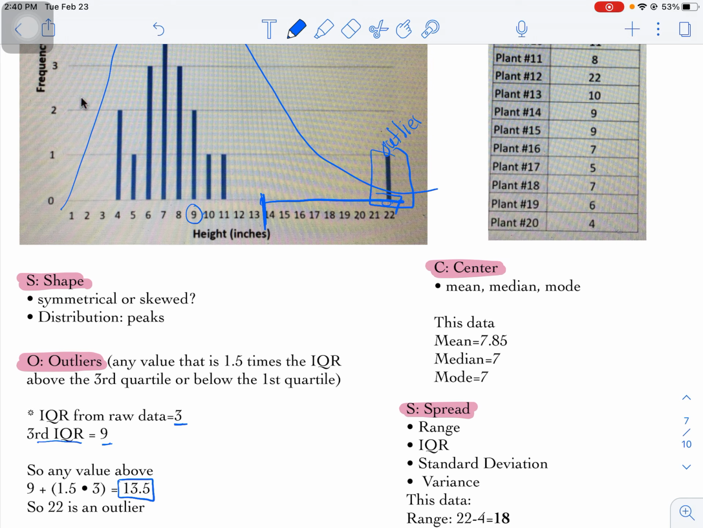So now we know it's an outlier, so we know that this is just symmetrical, and it's unimodal, one peak, because we took away that outlier. Then we look at our center. Remember, our center is just like central tendency: mean, median, and mode. I used the calculator to calculate that. I have my mean, median, and mode listed here.